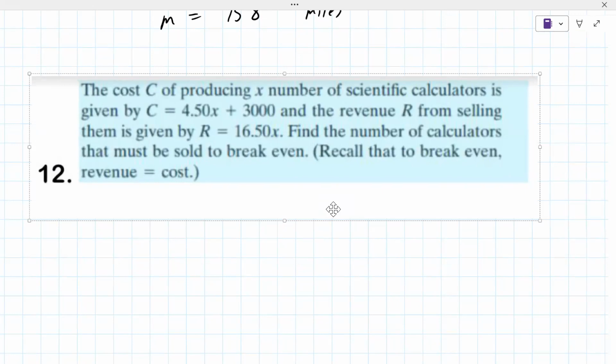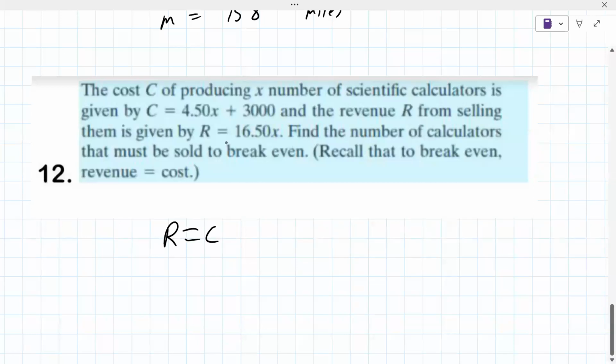All right. The cost C of producing x number of scientific calculators is given by this function: C equals 4.5x plus 3,000. The revenue R from selling them is given by R equals 16.5x. Find the number of calculators that must be sold to break even. Very important thing in economics, business. So break even in this case is when revenue equals cost. R equals C. R is 16.5x. C is 4.5x plus 3,000.